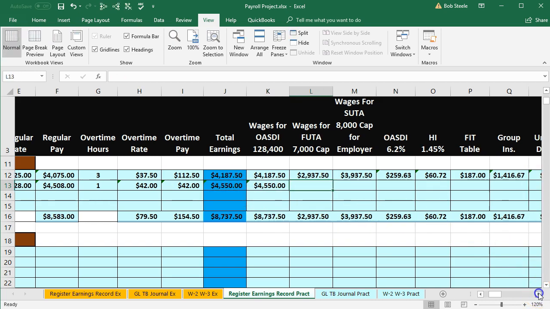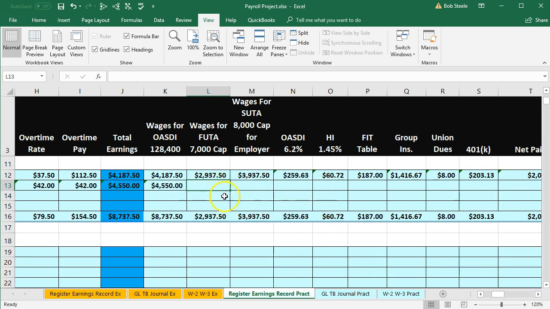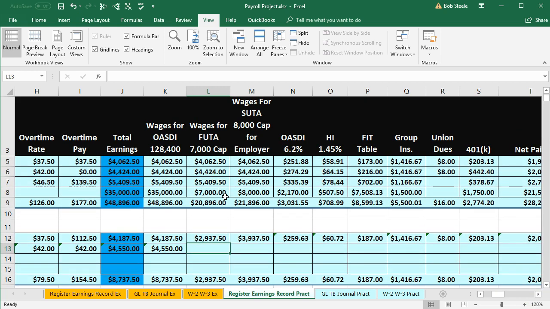We're going to have the same issue with the 7,000. They will have hit that. So what we need to do is just get the enough wages to get to 7,000. It's not going to be the full 4,550 for FUTA wages. We need whatever it is to get to the 7,000, which will be less than this amount. We'll do that with a subtraction problem, which will equal the 7,000 minus the prior period's wages, because that's what it was up to this date.